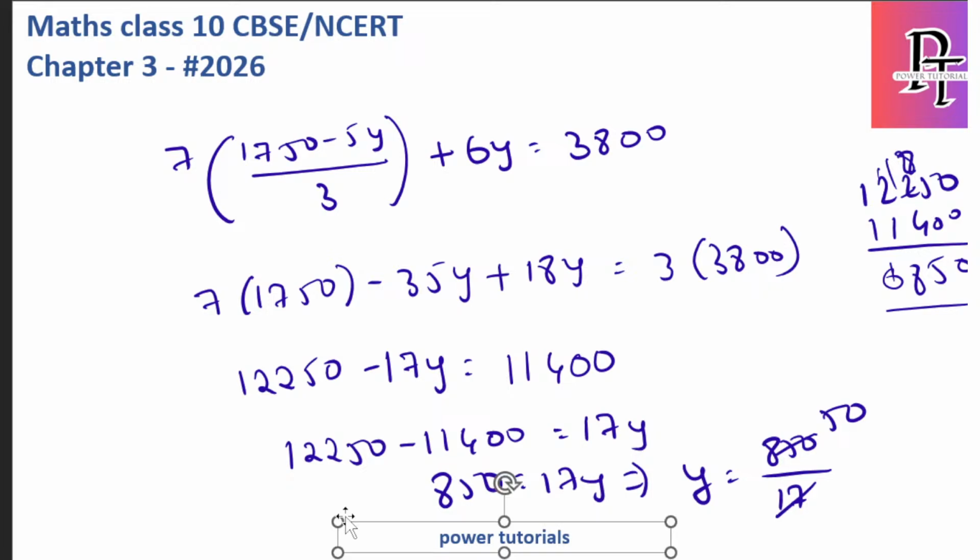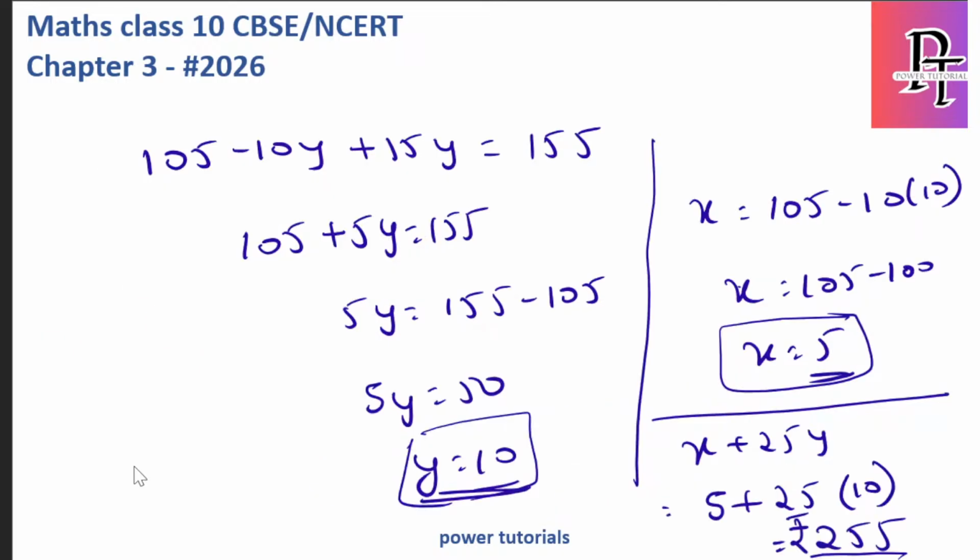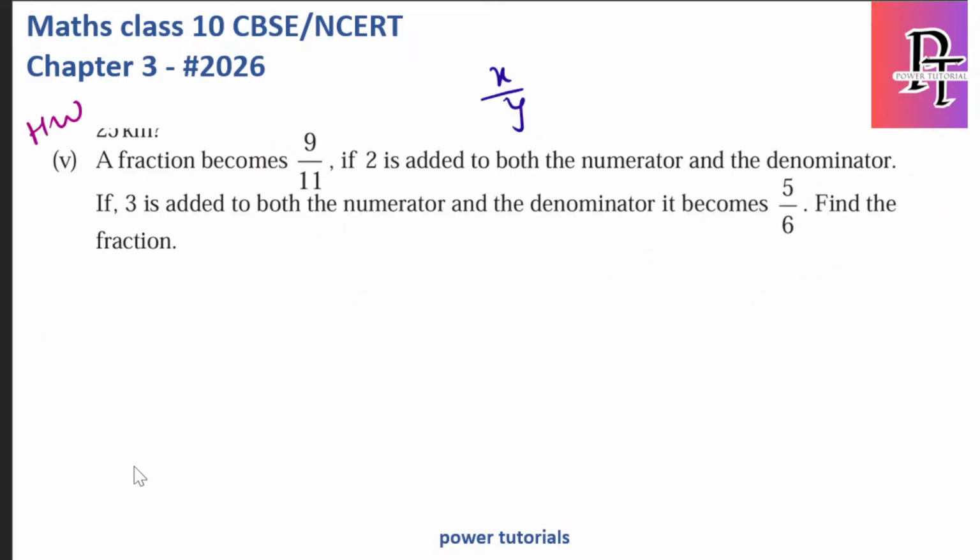Let's continue with our next questions. Okay, we have one more substitution question. The fraction becomes 9 by 11. So the first step, let the fraction be x by y. The fraction becomes 9 by 11 if 2 is added to both numerator and denominator.